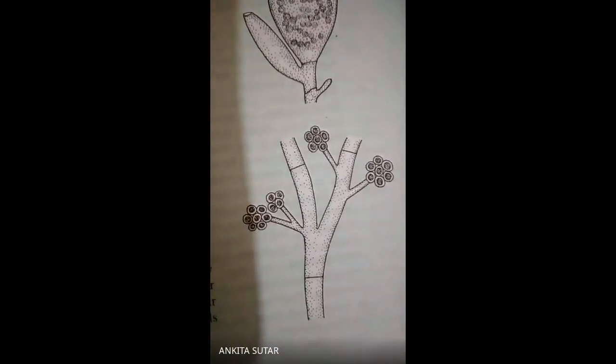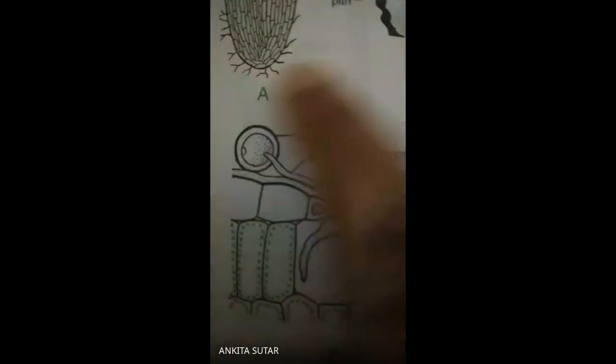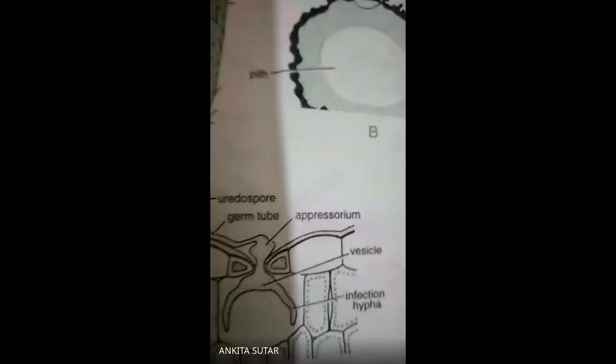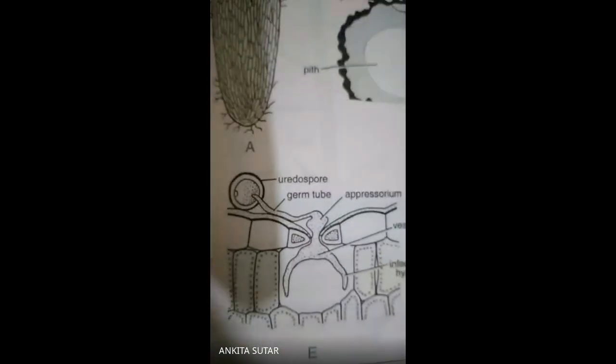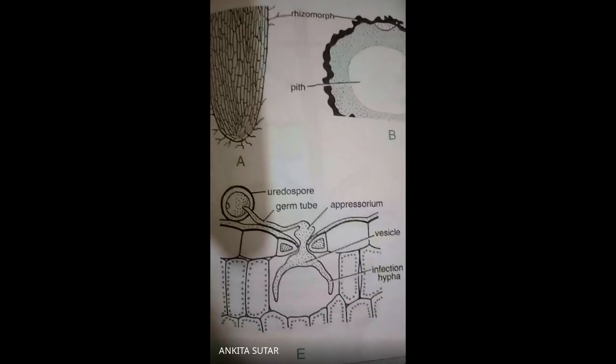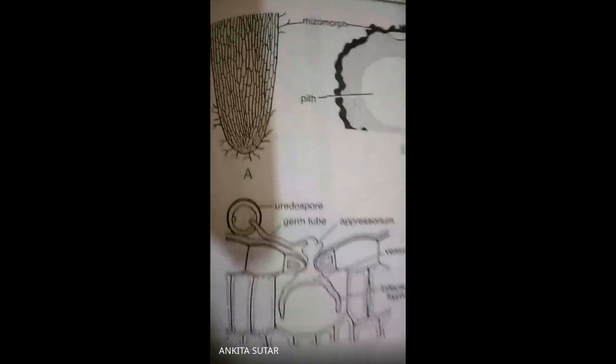Next point: the plant body of the fungus typically consists of branched and filamentous hyphae. Here you can see the plant body of the fungus. It consists of these branches, and these partitions are called hyphae, which form a net-like structure called mycelium. Here the branched filamentous hyphae are present, and together they form a net-like structure that is known as mycelium.